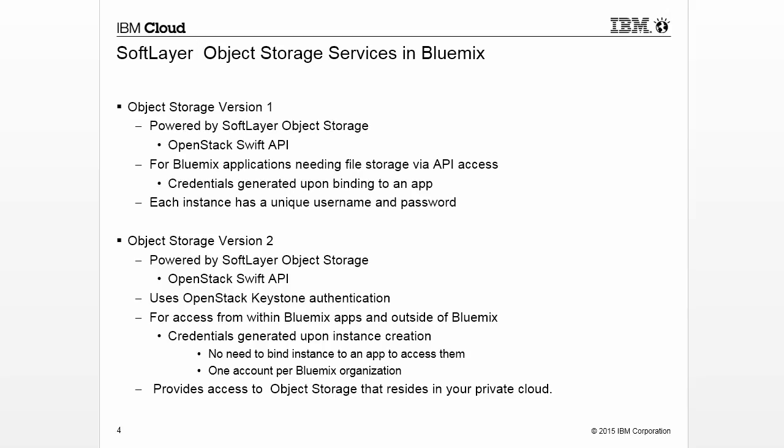IBM Object Storage for Bluemix version 2 provides secure connectivity to private clouds, allowing a user with an account on the cloud to securely access the object storage APIs from outside the firewall. When using the IBM public cloud, IBM Object Storage for Bluemix version 2 will create a public cloud tenant and Swift account per Bluemix organization.